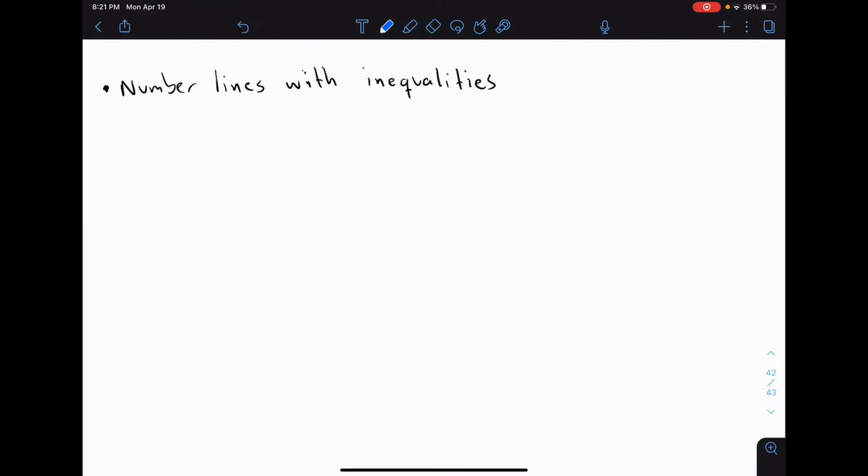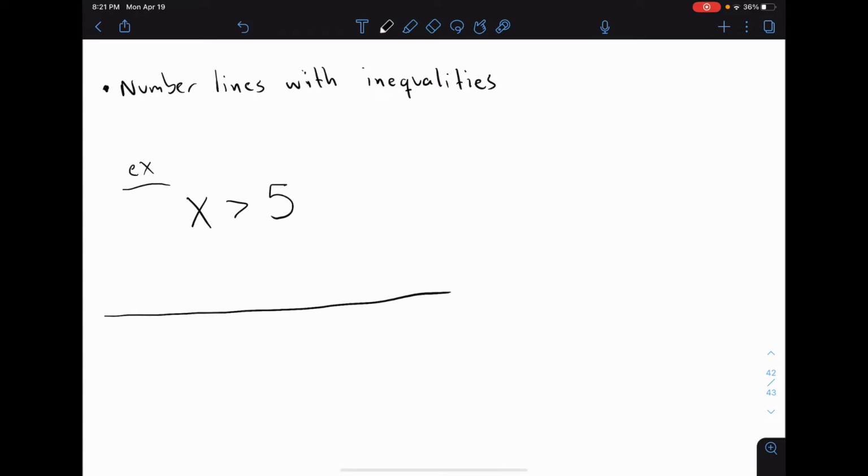Now, number lines with inequalities. I have an example. X is greater than 5. Number line, una línea numérica. I have 0, -1, -2, 1, 2, 3. Well, let me do it like this.